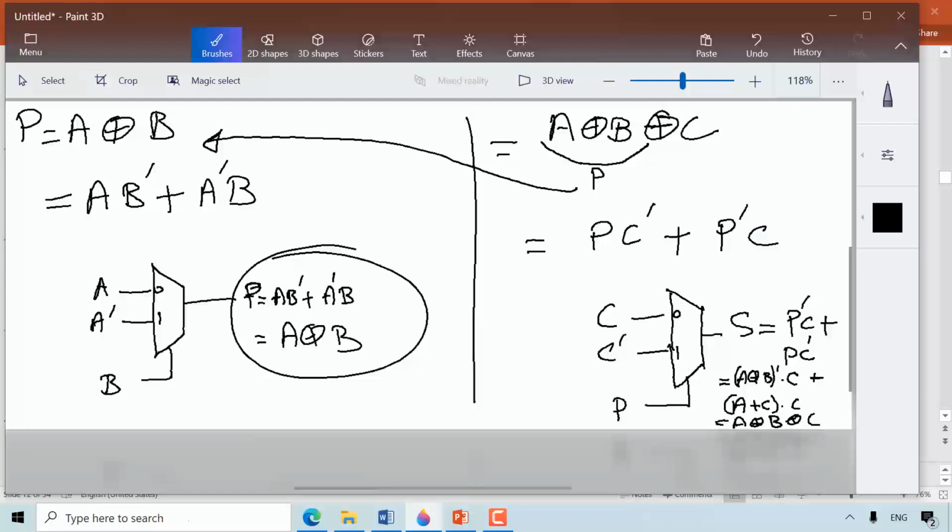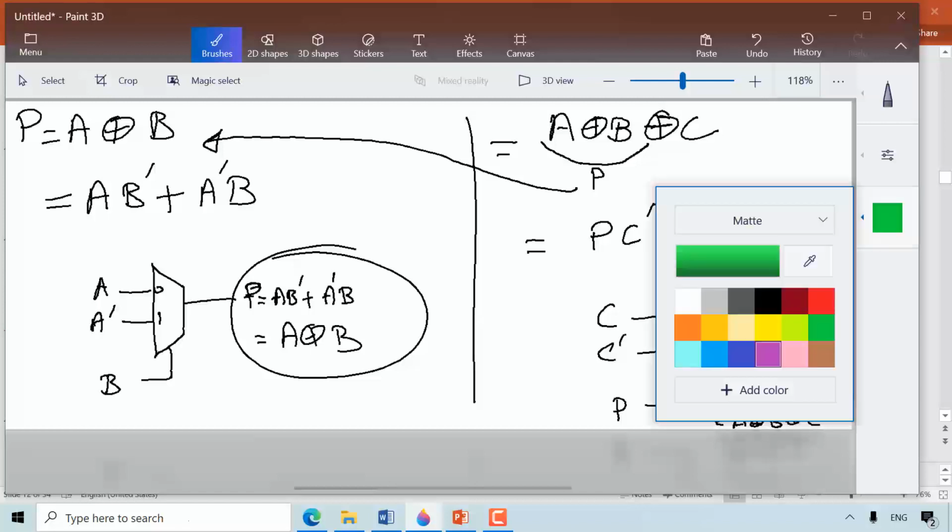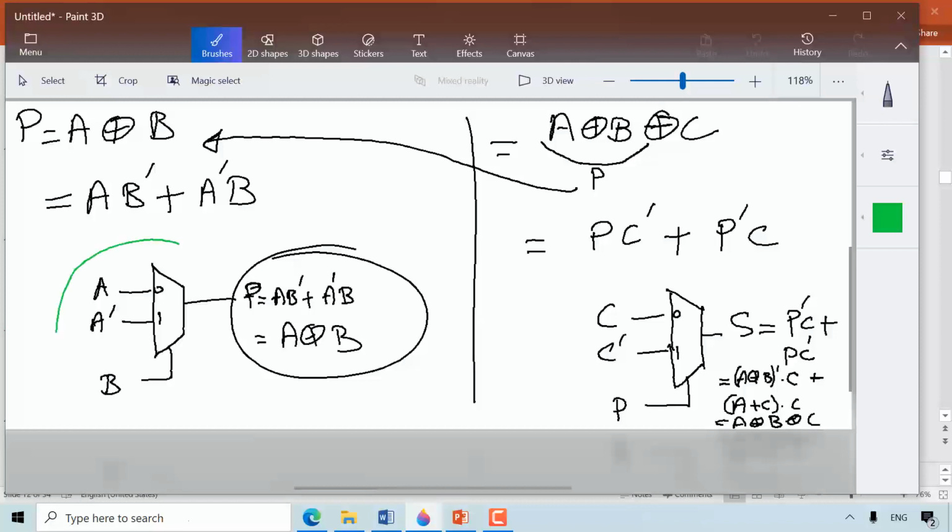Now, what is the point of all of this? The point is that I use the multiplexer to implement the functions. And multiplexers are known to have the least number of transistors, and therefore I can reduce the number of transistors. Okay?